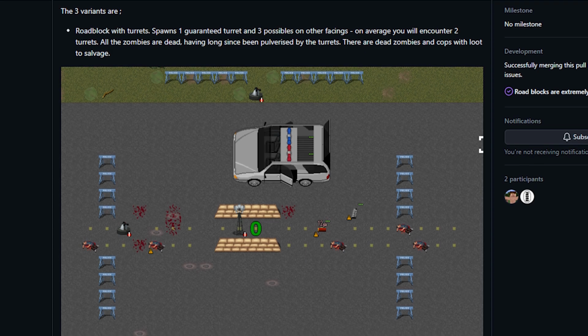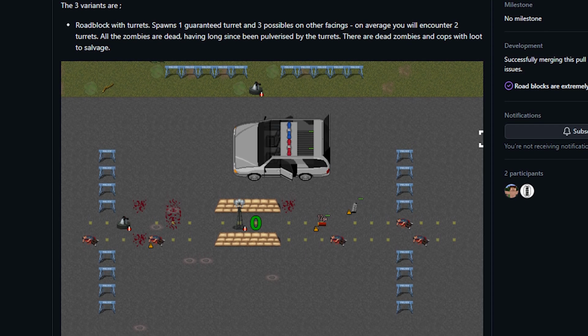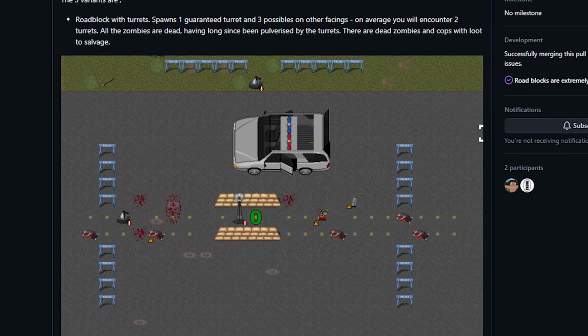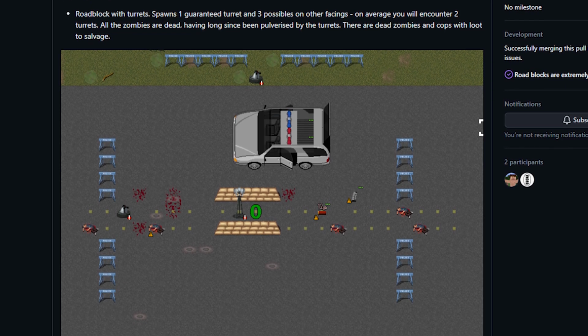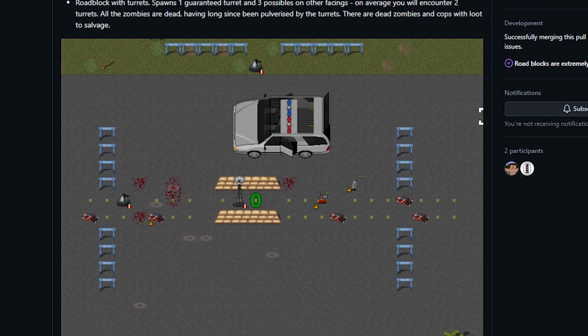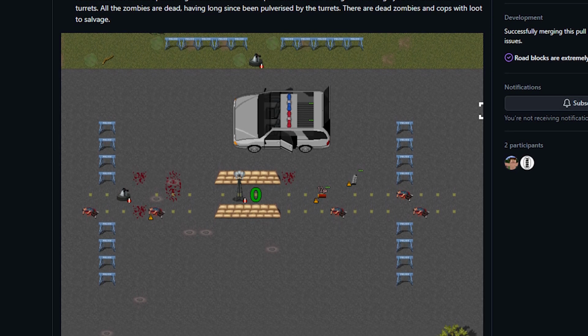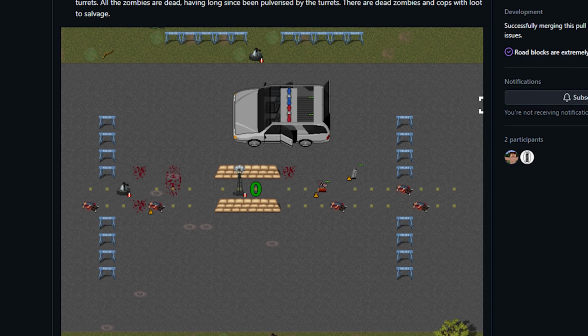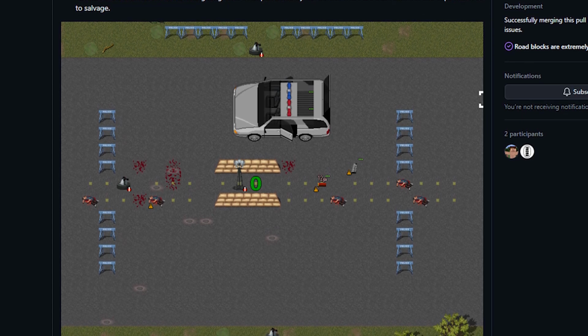So first up is a roadblock with turrets. This will spawn 1 to 4 of them at random in different spots of the blockade. The zombies here are already dead, so unless you give them time to reanimate, you will only find corpses. Now, this does include zombies and police corpses as well, with appropriate loots for whatever the enemy type is.